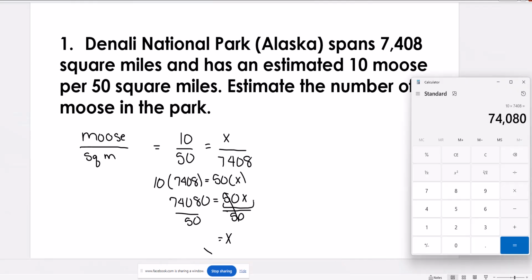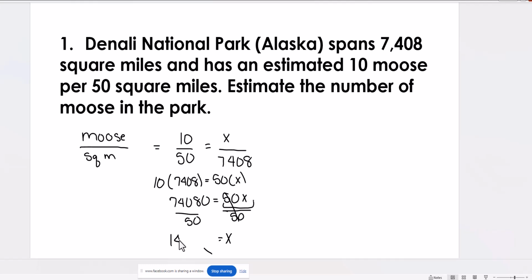74,080, what's that going to give us? So here we go, 74,080 divided by 50, and we're estimating 1,481.6. Now here's the thing. Can you have 0.6 of a moose? No. So we're going to estimate that it is approximately 1,482 moose that are in Denali National Park. Let's try the next one.